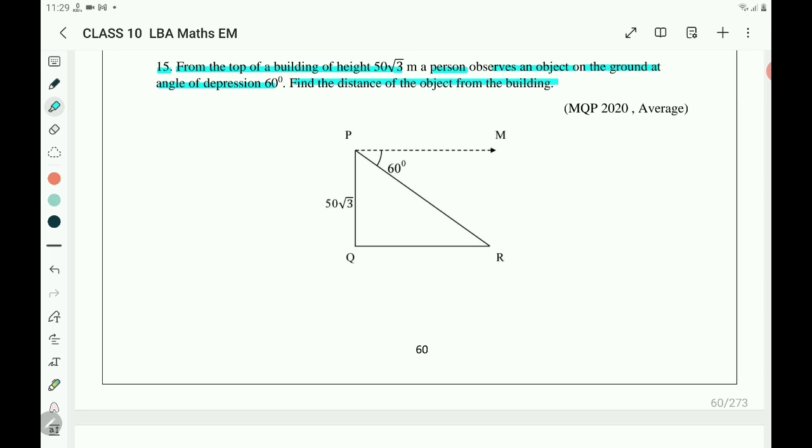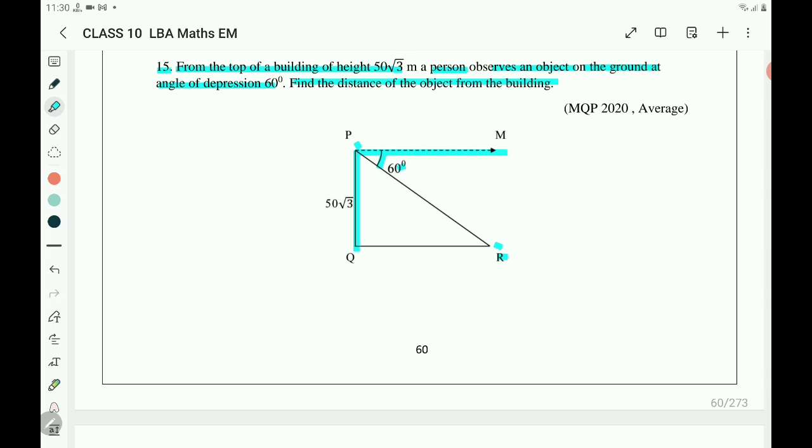Here is a building PQ, and from the point P, from the top of the building, he observes an object which is on the ground. Here R is an object that is on the ground. He observes R from the point P, and PR is the line of sight, and PM is the horizontal level to his eye, and this is the angle between the line of sight and horizontal level, that is 60 degree.